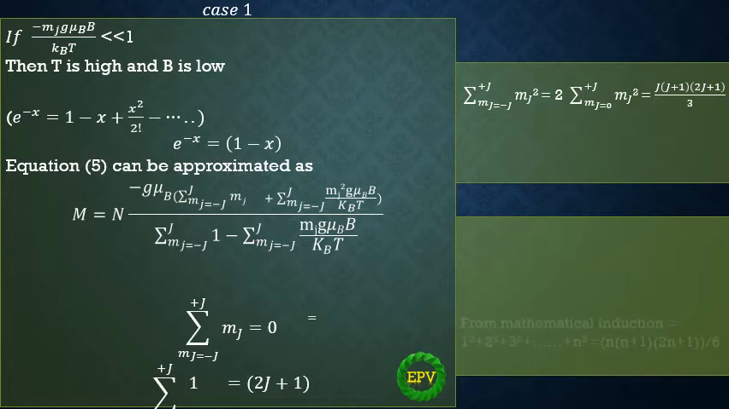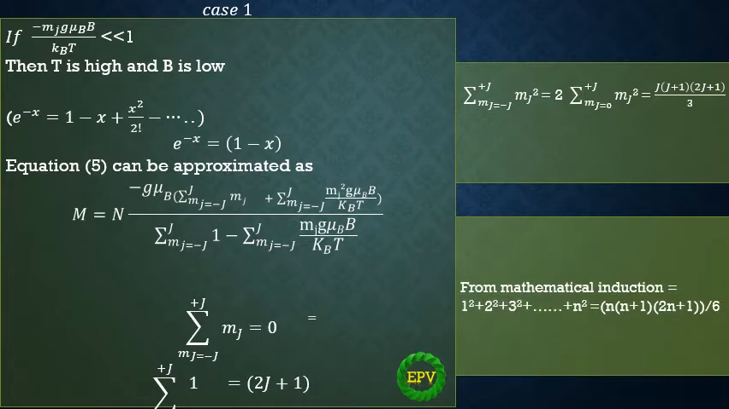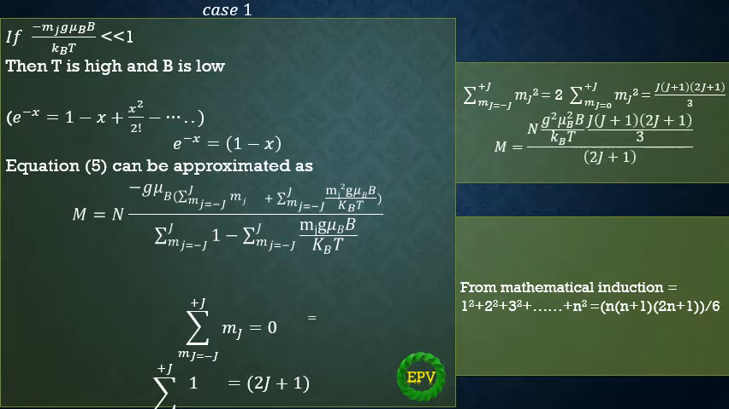Then one parameter will have 2J plus 1 values. The next complicated thing is the summation of mj square. How can we find the summation of mj square? From the mathematical concept, the expansion of 1 square plus 2 square plus 3 square, etc., up to n square, by mathematical induction we get the equation as n into n plus 1 into 2n plus 1 divided by 6. Using this result, we can change our equation like this.